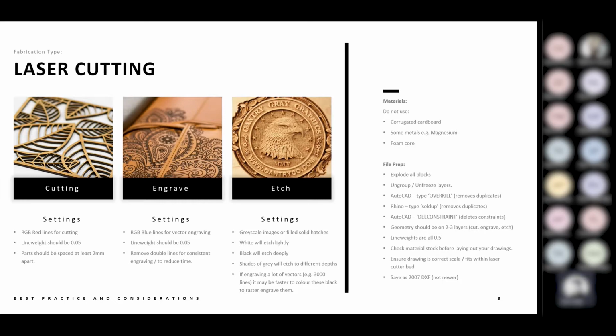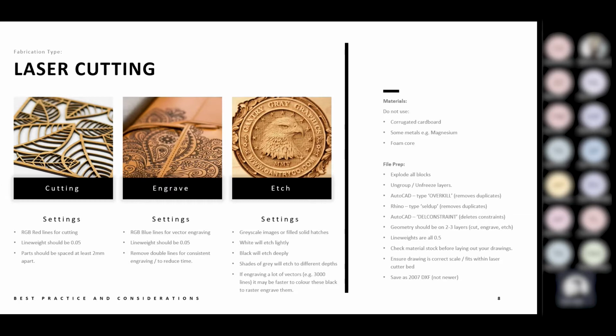I would recommend your geometry is separated onto 2 or 3 layers, depending on what it is that you're etching and cutting. So if you're doing just a standard cut and engrave, you would have 2 layers, red and blue. If you're doing a cut, engrave, and etch, where you're having a raster image, I would recommend you have 3 layers to separate those out. Line weights again, all 0.5.